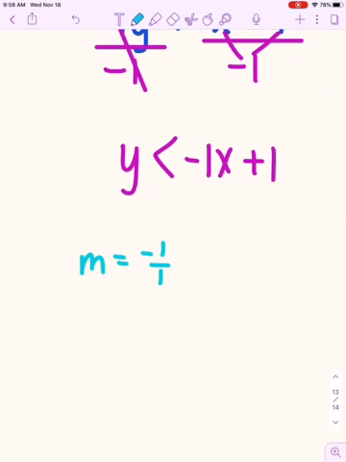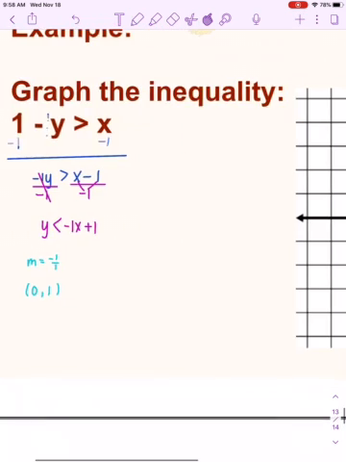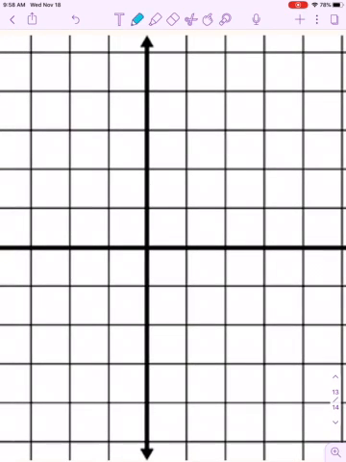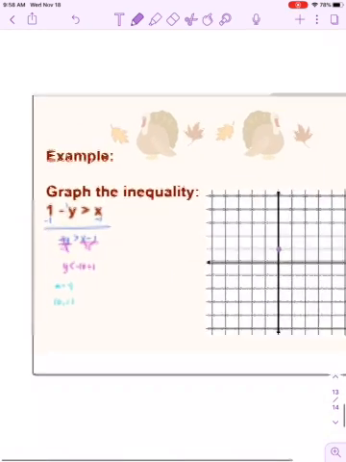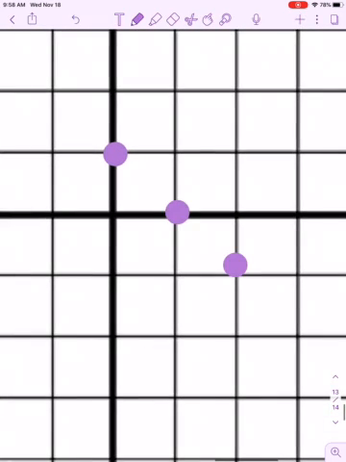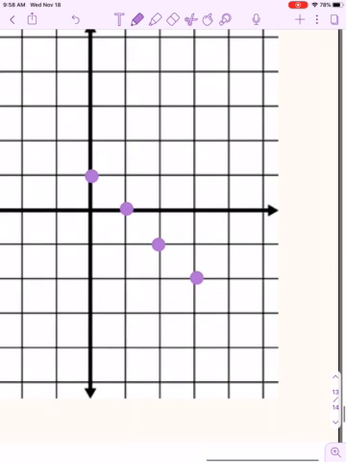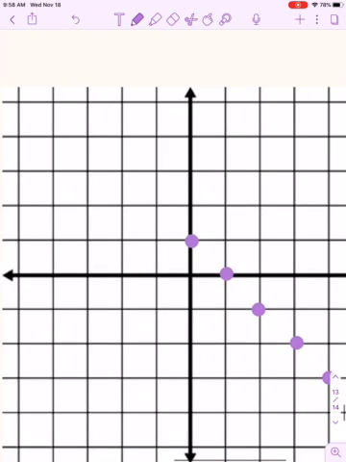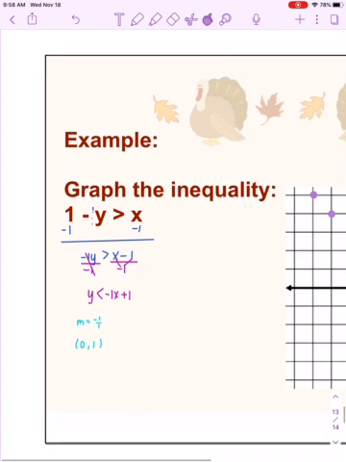Now our slope is a negative 1 over 1, and our y-intercept is 0, positive 1. Again, all of that stays the same as it was before. So we go up 1, plot your point on the y-axis, and then down 1, right 1, or up 1, left 1. I put as many as I can fit on my graph.